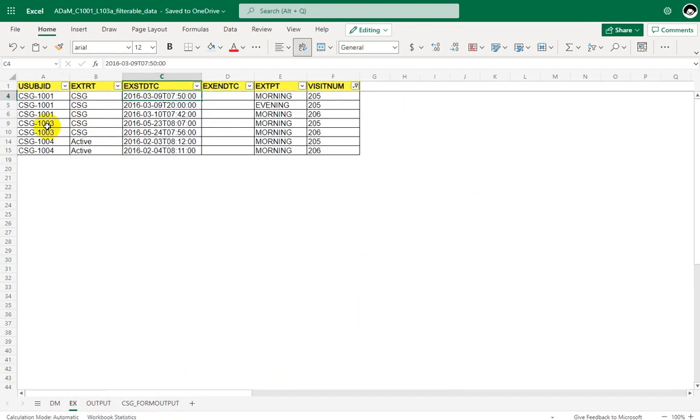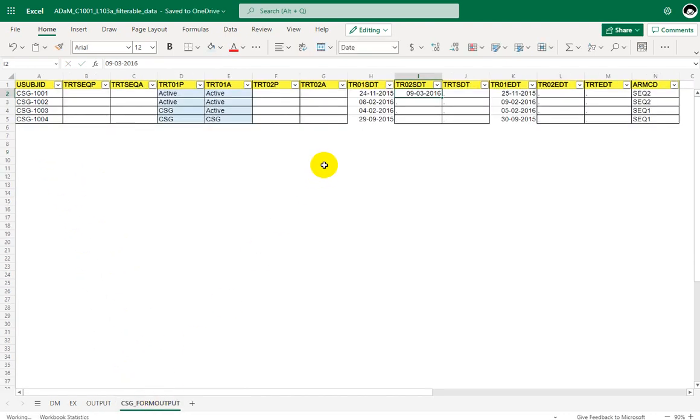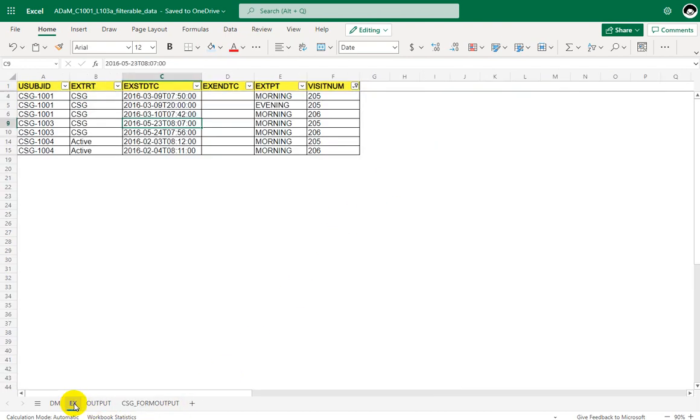So what will be the value for subject 1003? There are two records for this subject, 23rd May and 24th May of 2016. So the earliest of this will be 23rd May 2016. So note that this is for subject 1003. Looks like there are no records for subject 1002 in this data. So for 1003, the treatment start date in period 2 is 23rd May 2016.